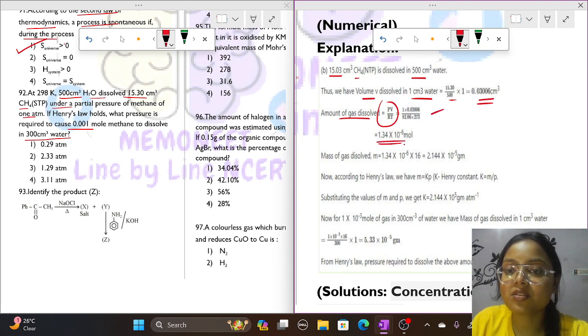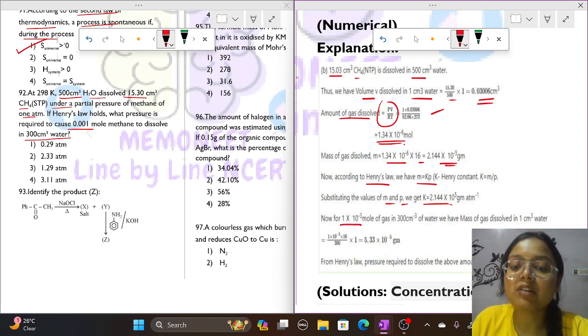Then the mass of gas dissolved also we have to calculate. So amount of gas dissolved into the molar mass comes out to be 2.14, and according to Henry's law we know that m is equal to Kp. So substituting the values of m and P, we get K. Now for 1 into 10 to the power minus 3 mole of gas in 300 centimeter cube of water, the mass of gas dissolved in 1 centimeter cube of water comes out to be 5.30 into 10 to the power minus 5 gram.